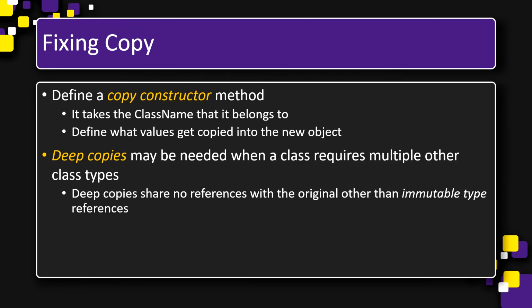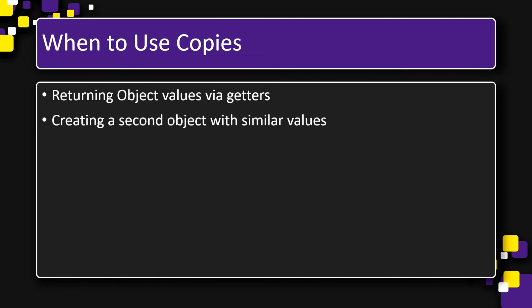So make sure when you're creating your copy constructors that you're doing it in the appropriate way. I almost always recommend that you do deep copies because it makes sure that your objects behave the way people typically expect them to when you create a copy. So when do you want to use a copy? You want to use a copy when we're returning object values via getters. So if we're returning primitive types, that's not a big deal. We don't really worry about that.